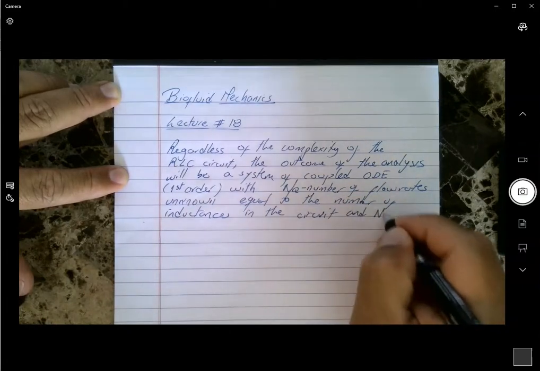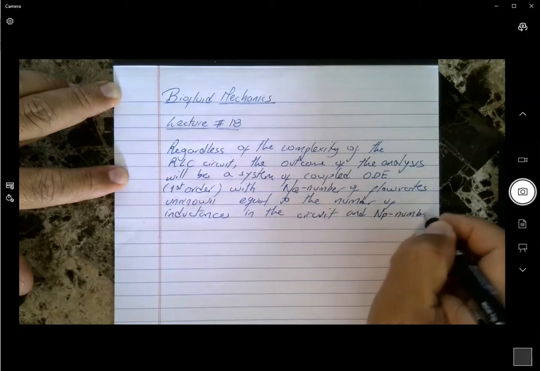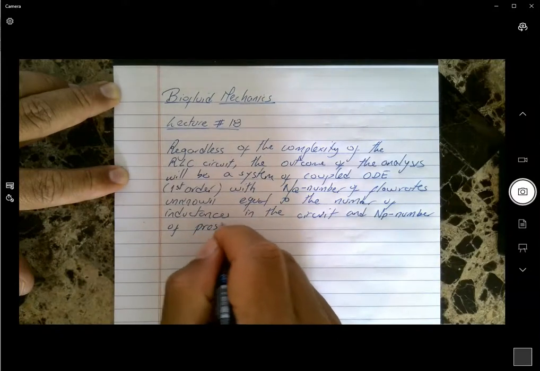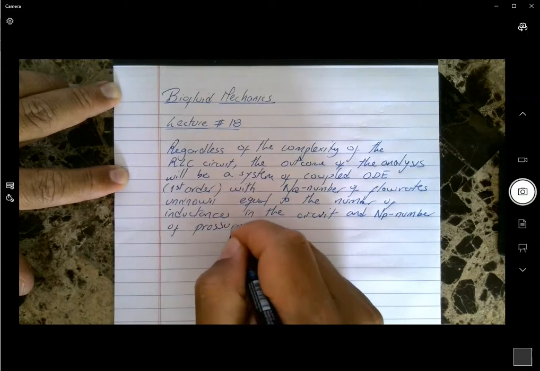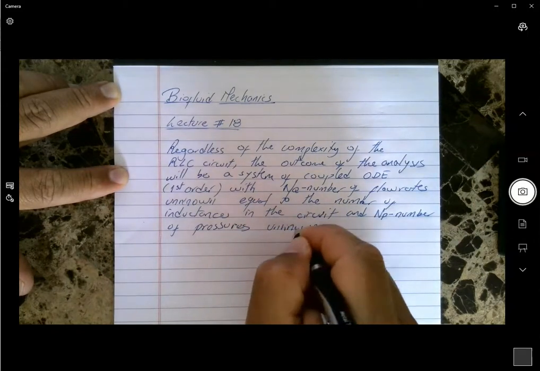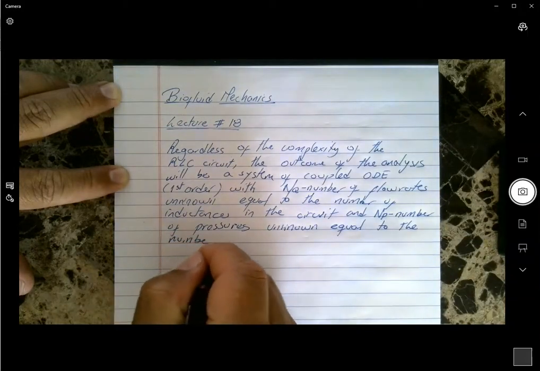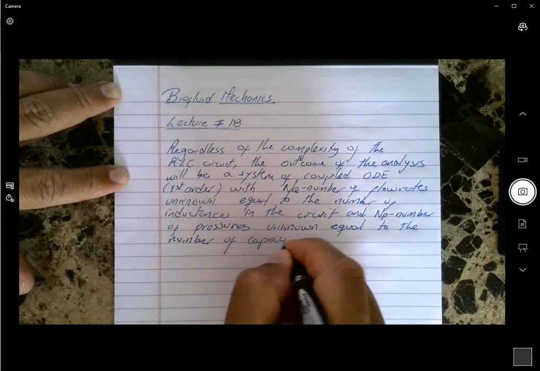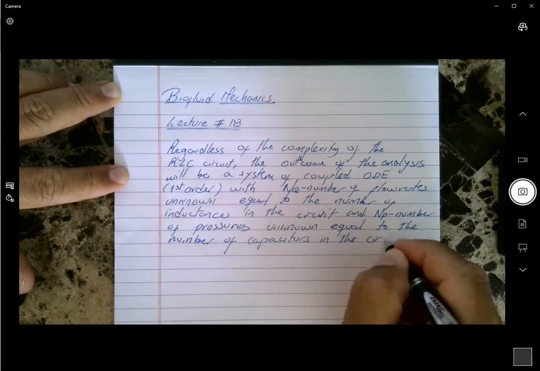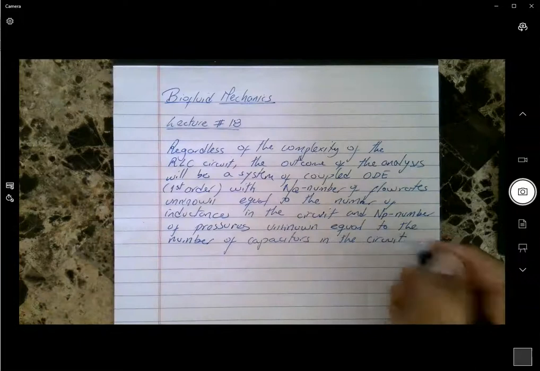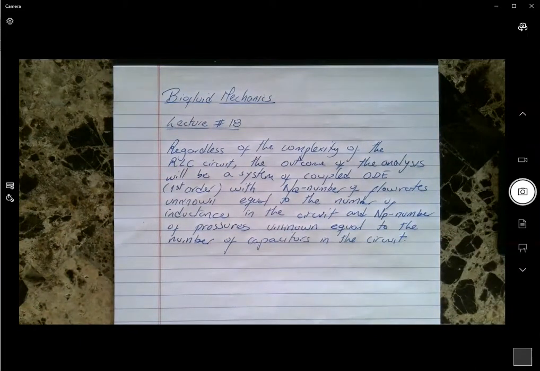and NP number of pressures unknown equal to the number of capacitors in the circuit. So this is a pretty simple rule. You basically look at the circuit, count the number of inductances, and that should be the number of unknown flow rates that you'll have in your final set of equations, and then count the number of capacitors, and that will be the total number of pressures that will be unknown in your set of equations. And the sum of those two will give you the number of state variables, or the number of unknowns, or degrees of freedom, in your formulation.